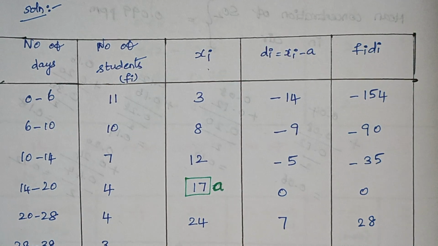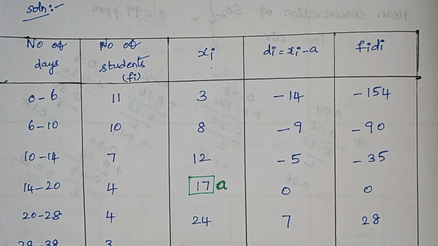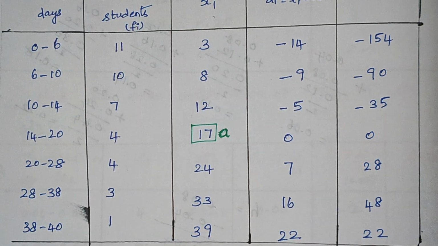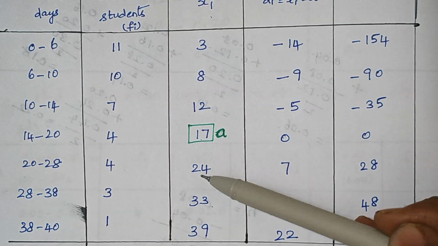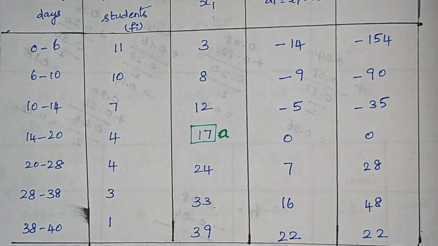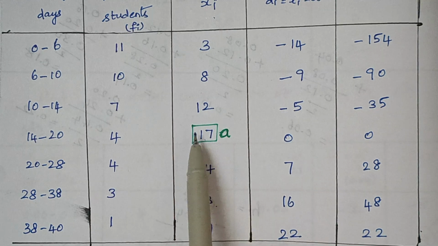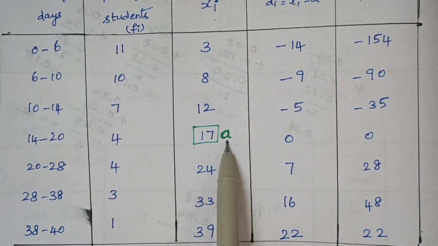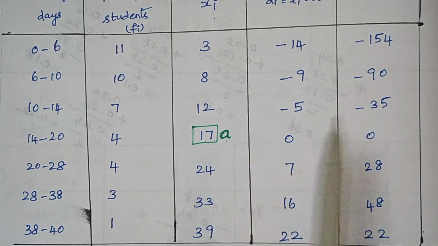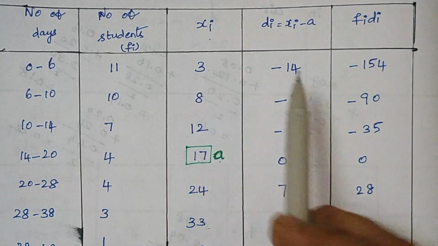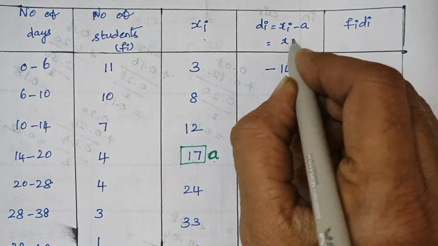And the next thing is Di is equal to Xi minus A. Again, just count the number of terms which are available in Xi. So 1, 2, 3, 4, 5, 6, 7. So we have 7 terms, so it is very easy for us to select the A term. This is the term which is in the middle, right? So name it as A. So Di is nothing but Xi minus A. So this is your Xi, and here the value of A is 17.